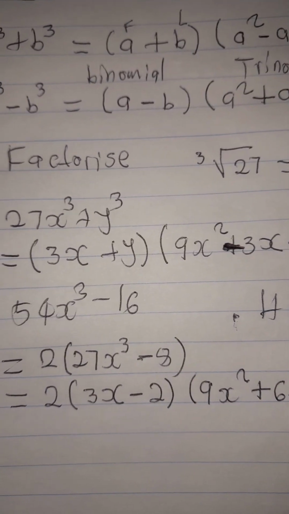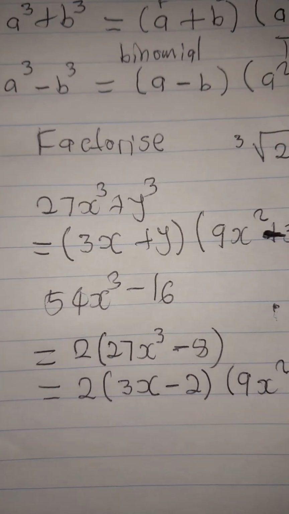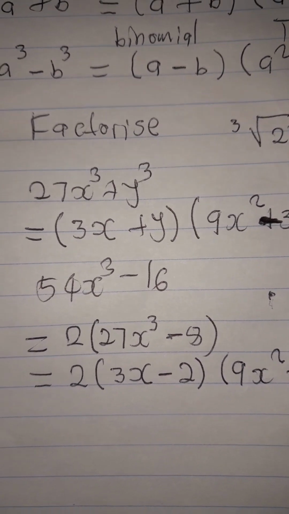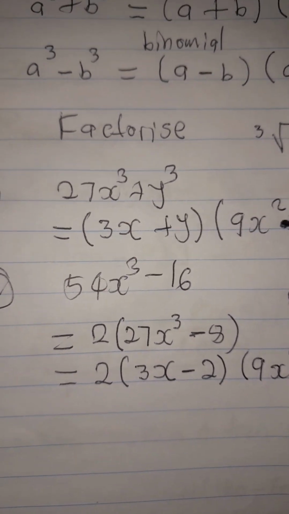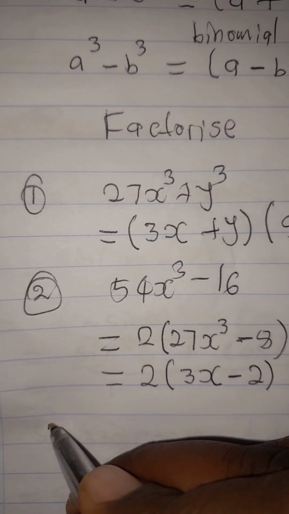Whenever you don't find a cubic root, always look for a common factor when factorizing. Okay, so yeah, it's fine. Let's go to the last question.